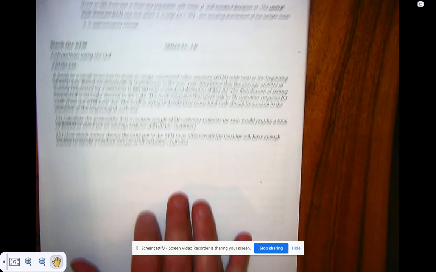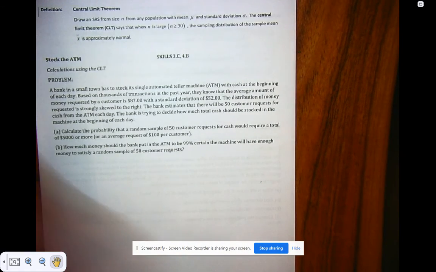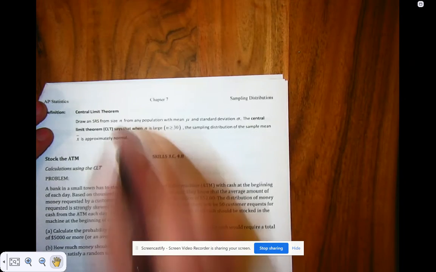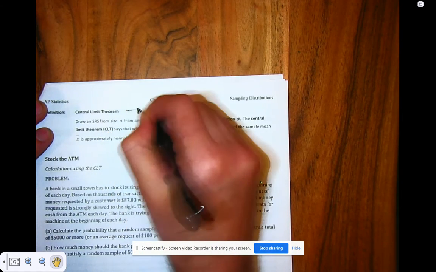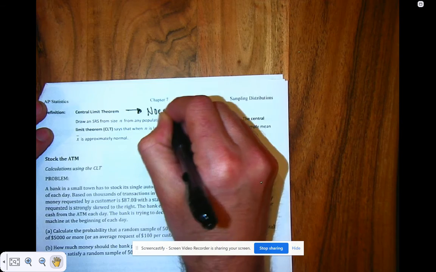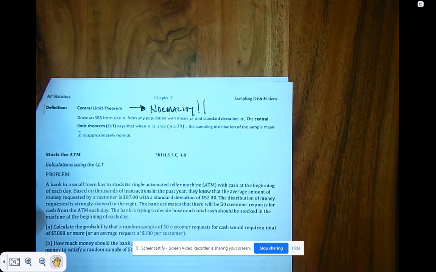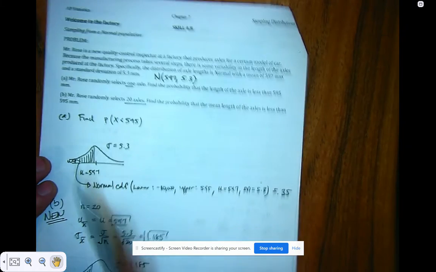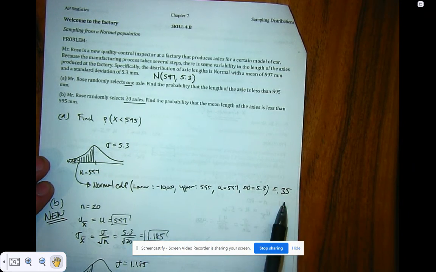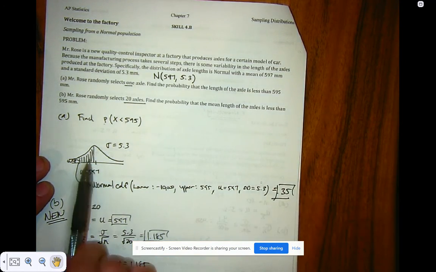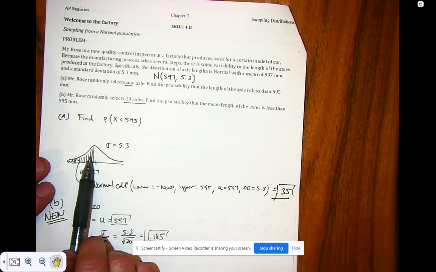Yeah. So we just kind of talked about normality. This central limit theorem is all about normality. Why do we care so much about normality? Because I can't do this. I can't type that in. I can't get my answer unless I know that the shape is approximately normal.